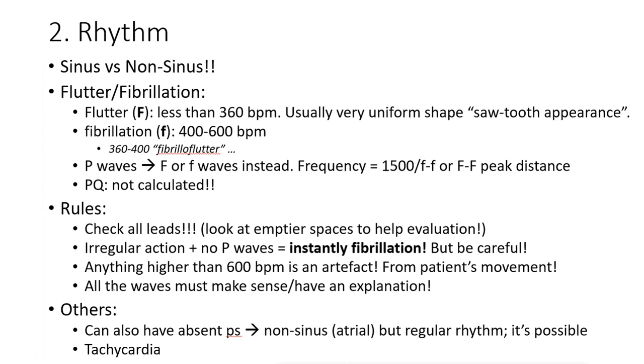Next, all the waves must make sense. They must all have an explanation. So how it goes, you go PQRST, PQRST, PQRST. That's how you're going through the beats. So if you see PQRSTT, that doesn't make sense. PQRSTT, PQRSTT, that's not TT. That's probably fibrillation and you didn't notice, or flutter. So be careful. Every wave must have an explanation.